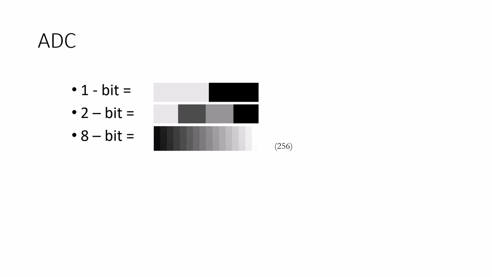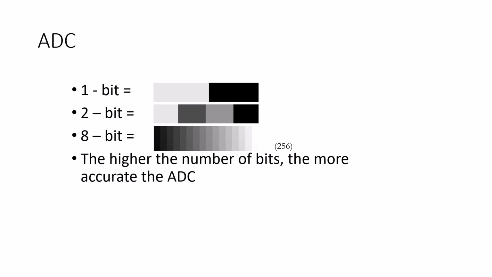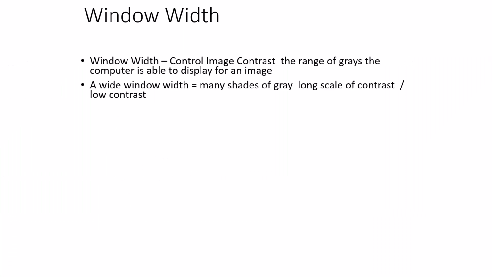8 bits has 256 colors, and so on. The lowest number of bit depth used in digital imaging happens to be 10 bits. The higher the number of bits, the more accurate the analog to digital conversion will be. We manipulate the digital data changing the window width and the window level, or brightness and contrast.